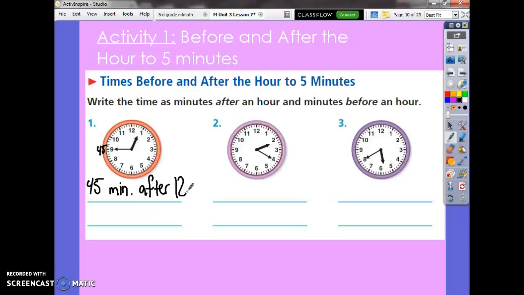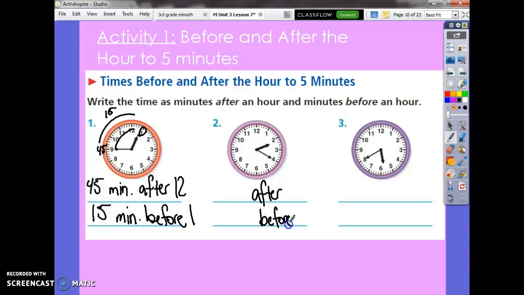Okay? Which is also how many more minutes, I write minutes here, how many minutes before my next one? Well, I only have now 15 minutes before what time? If this comes all the way up here, that means this moves here. So before 1 o'clock. Okay? So on number 2, this is going to be our after, and this is going to be our before. Same with number 3. After and before.